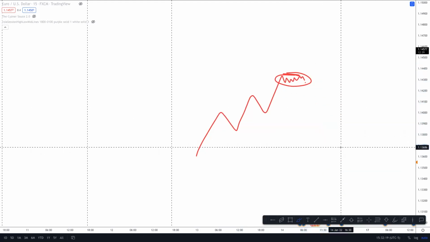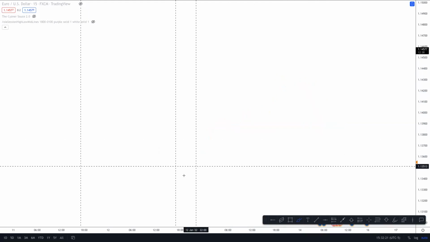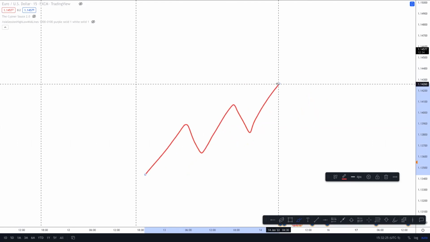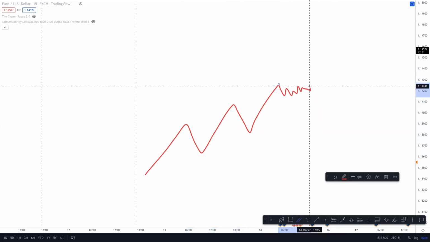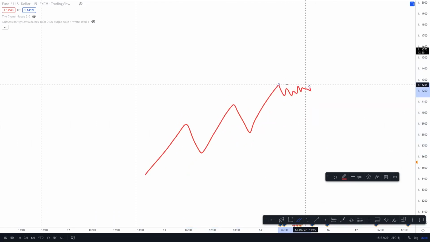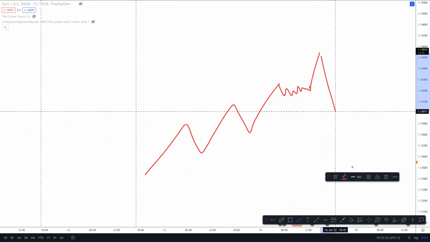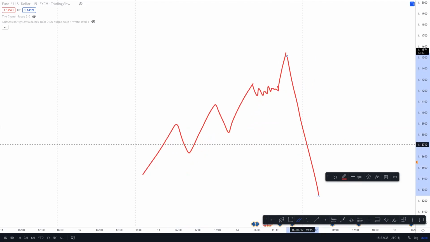All right, so the main pattern we're looking for here is 1, 2, 3 cycles of rise, some sort of chop, which is going to tell us that this is where volume is kicking in. We're going to have a stop hunt again, and the market will start to drop.